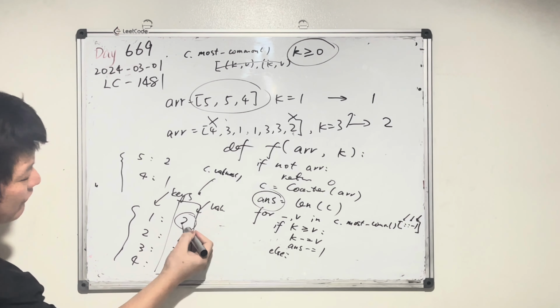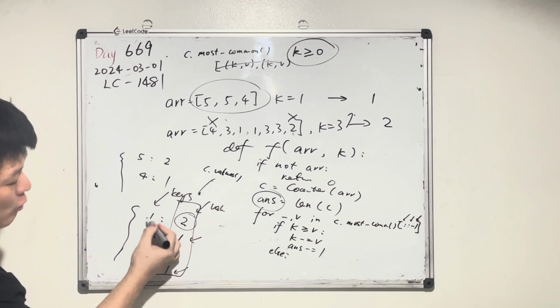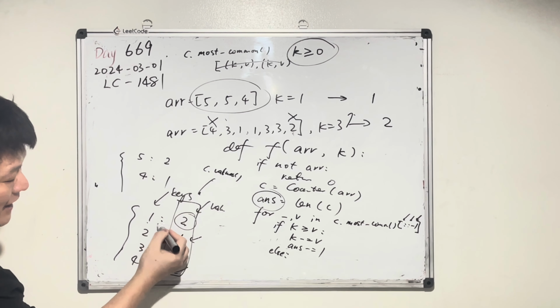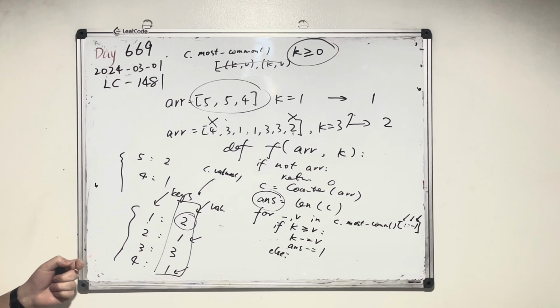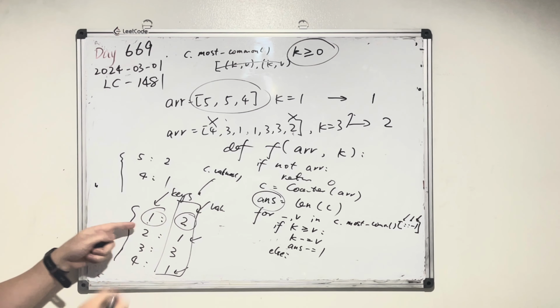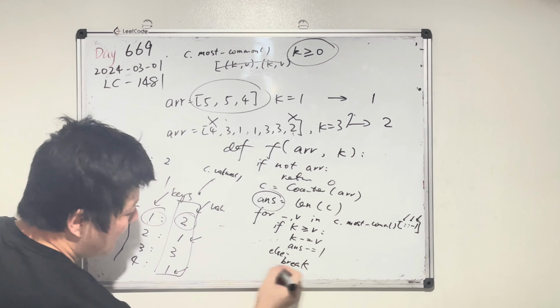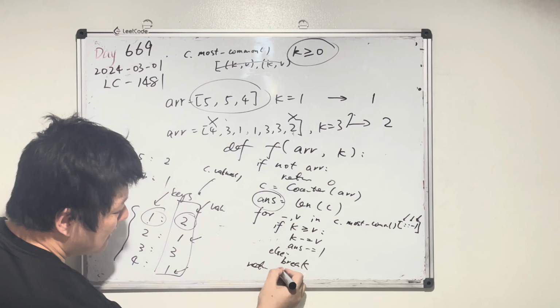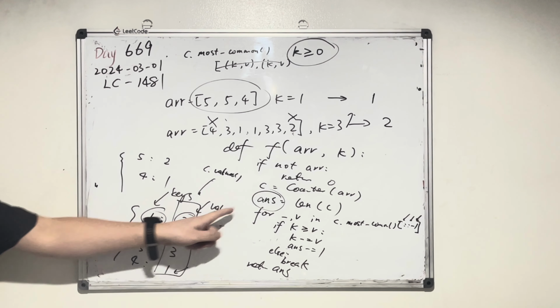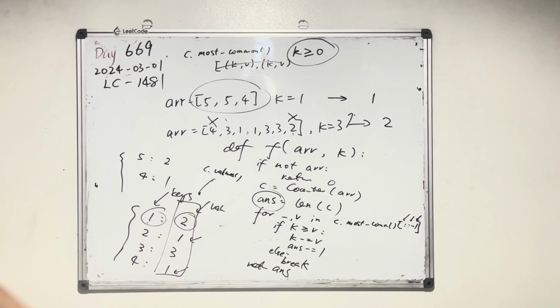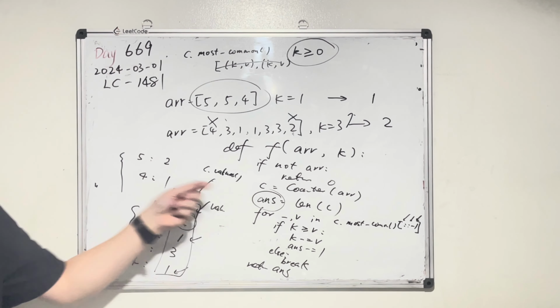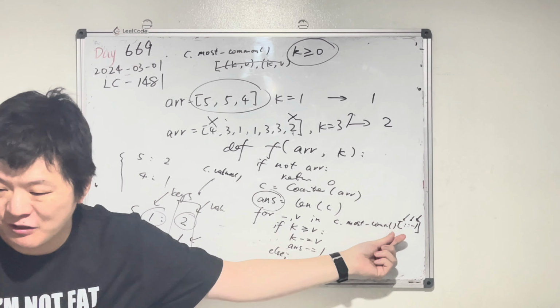For example, if there are two ones and we want to remove 1 integer, what happens? We can't totally remove this 1, so we just leave it. Then we need to break, and then return answer. Does it make sense here? This is most common, and we reverse it, it will become least common.